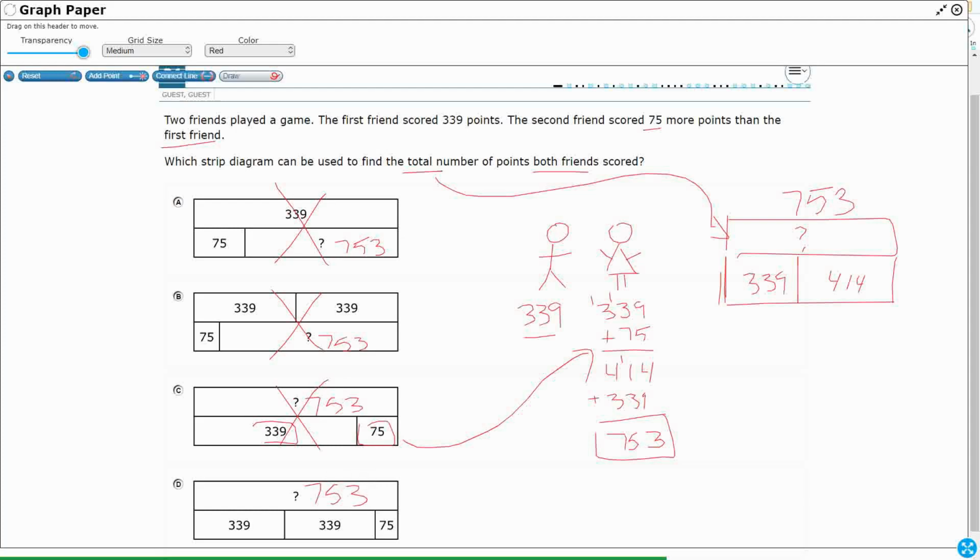So here it is, D. And so you see how I just combined my 339 and 75 into my 414 right here? They split it up. So this is your first friend, and then this is your second friend. Rather than putting it together, they just put the 339 and the 75, which is what I did right there. So that's our answer, D.